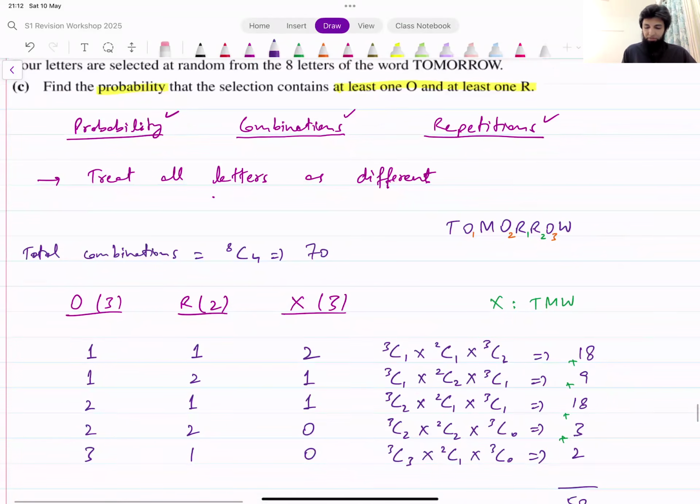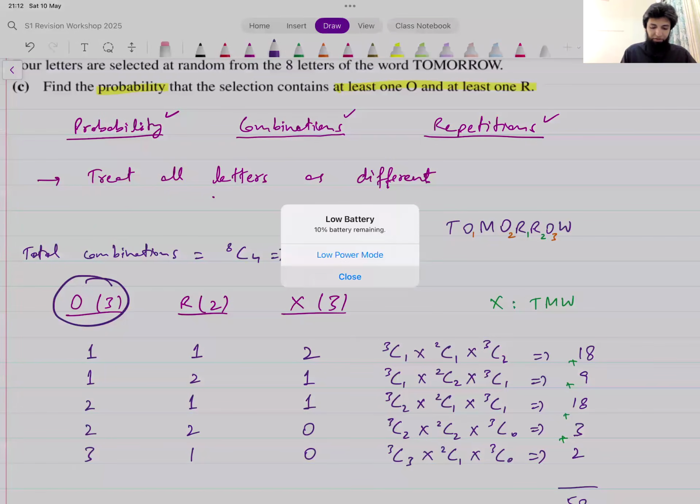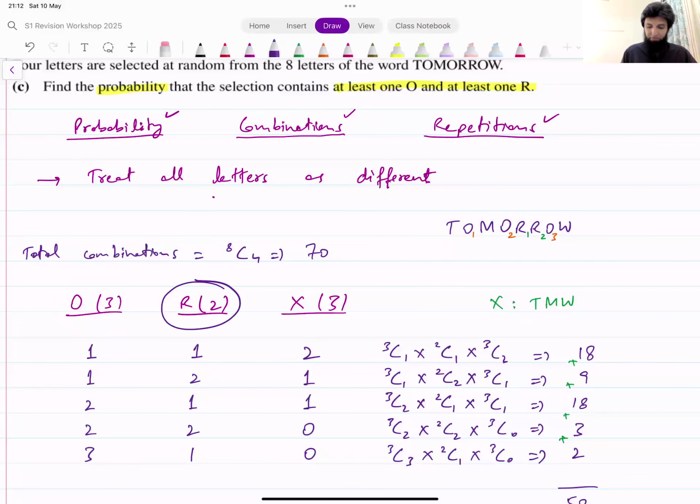We make cases for them. There are 3 O's. Remember, we're considering all of them as different. There are 3 O's. There are 2 R's. And there are 3 remaining letters. Let's merge them together as well. There are T and W. They're all different. That's the third category of letters that we've got.